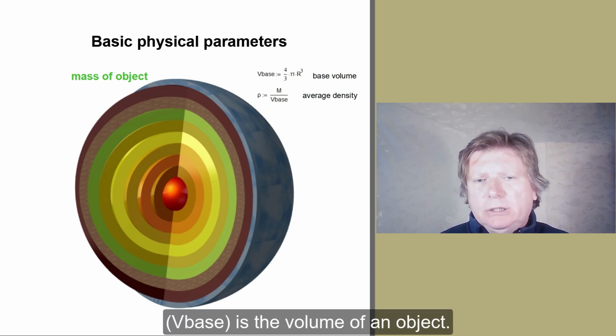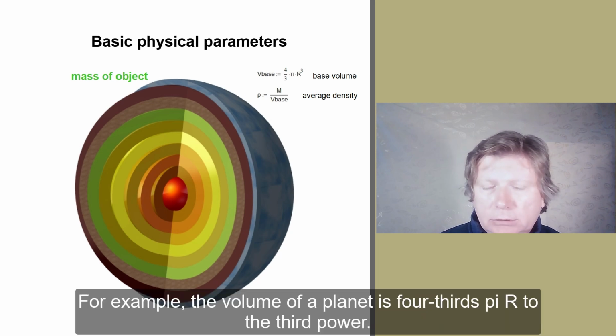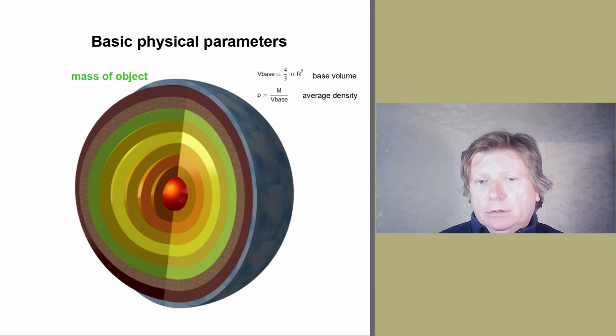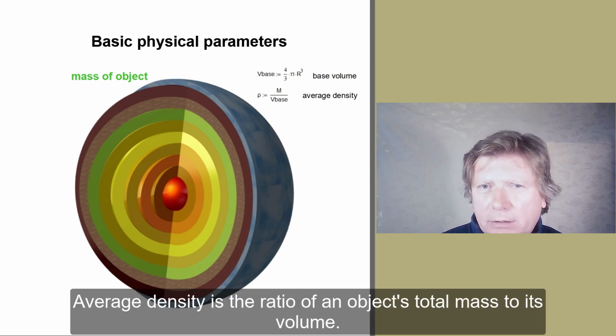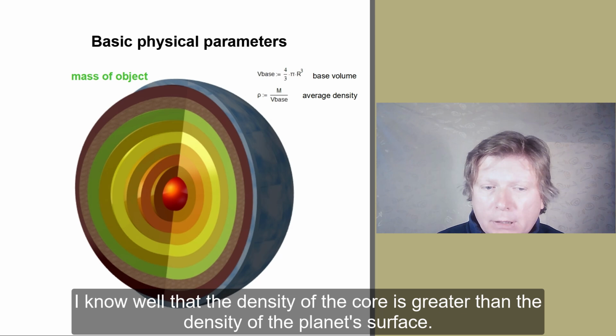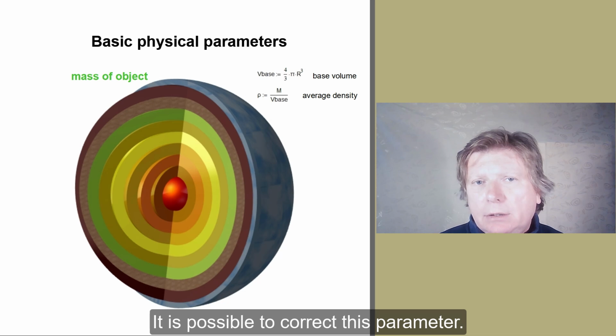V base is the volume of an object. For example, the volume of a planet is 4 thirds pi R to the third power. Average density is the ratio of an object's total mass to its volume. I know that the density of the core is greater than the density of the planet's surface. It is possible to correct this parameter. To simplify the model, I chose an average object density.